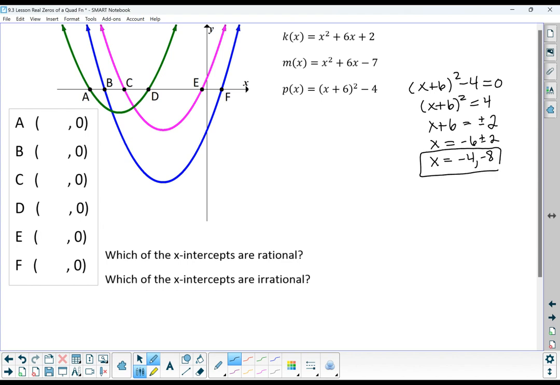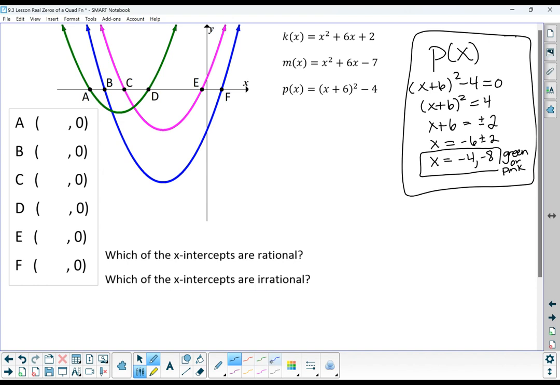Now, based on that, I can tell that it's not blue because blue has a positive x-intercept at F. So I know that this is either the green function or the pink function, but right now I don't know which. So I'm just going to write a note to myself that this has to be the green one or the pink one. It can't be the blue one because F is definitely a positive number. Okay, so that was function p of x.